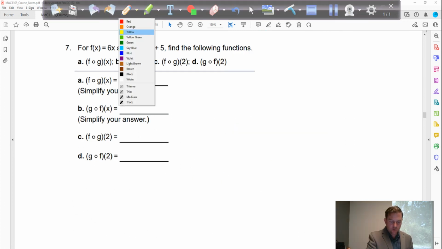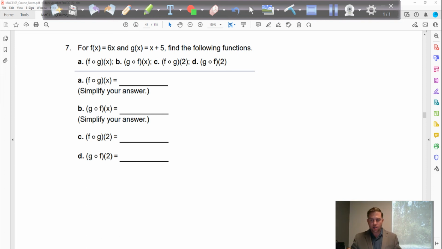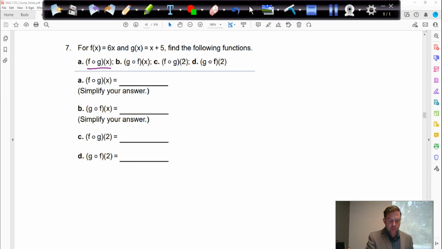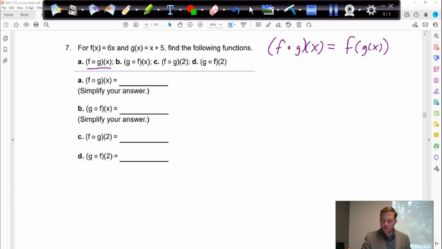Okay, 7 is more of a traditional composite function problem where you're, like I said, placing functions into functions. So when you have f of g of x like this, f o g and then x, this is really f of g of x. So we're putting g inside of f. And I like to think about it that way. You have an inside function and an outside function. So this g of x is inside.